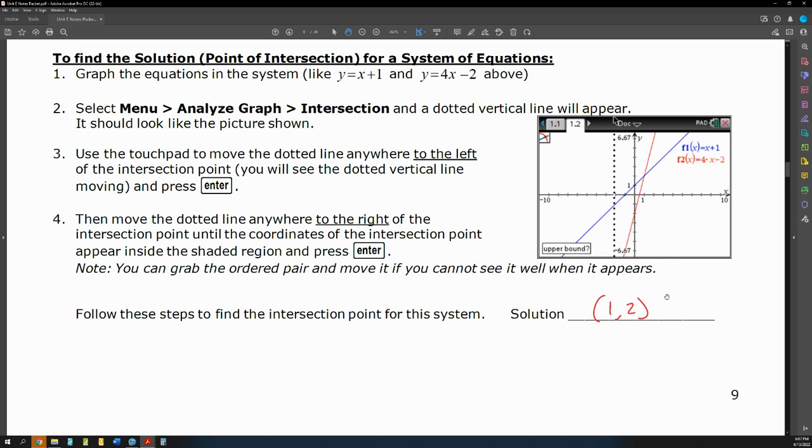All right, so this concludes our notes on solving systems by graphing. Next, we're going to learn how to solve systems using the substitution method. But before we do that, we're going to get plenty of practice on solving by graphing.